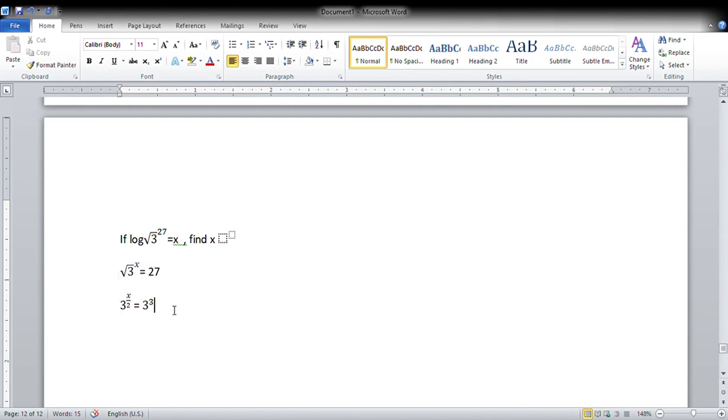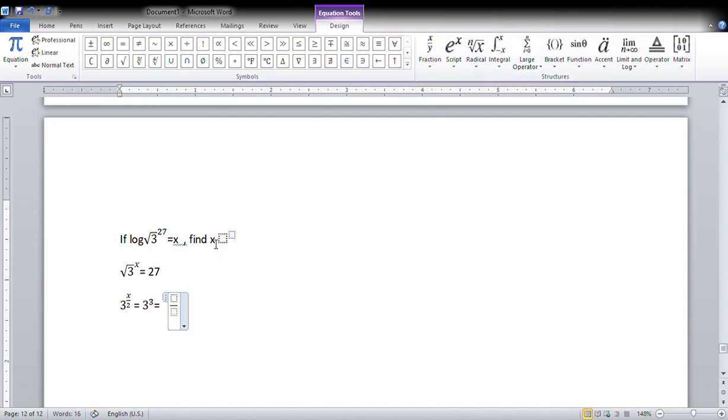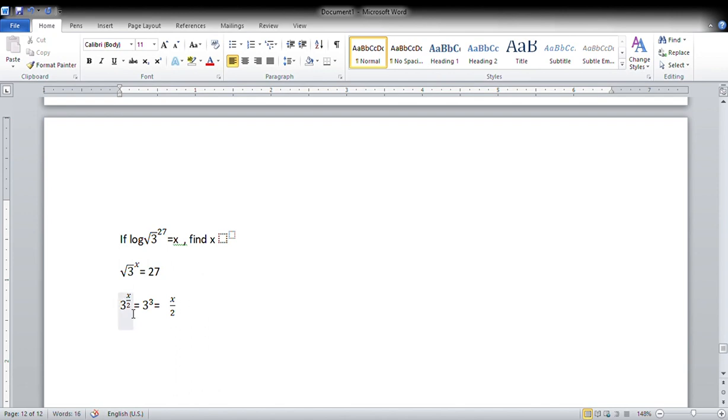So simply you can write it as x by 2 is equal to 3, right? The denominators is 2, is equal to 3. If the both sides of the equation have the same base, that means the power is the same. That means x by 2 is equal to 3, that means x is equal to 6. That will be the answer, right?